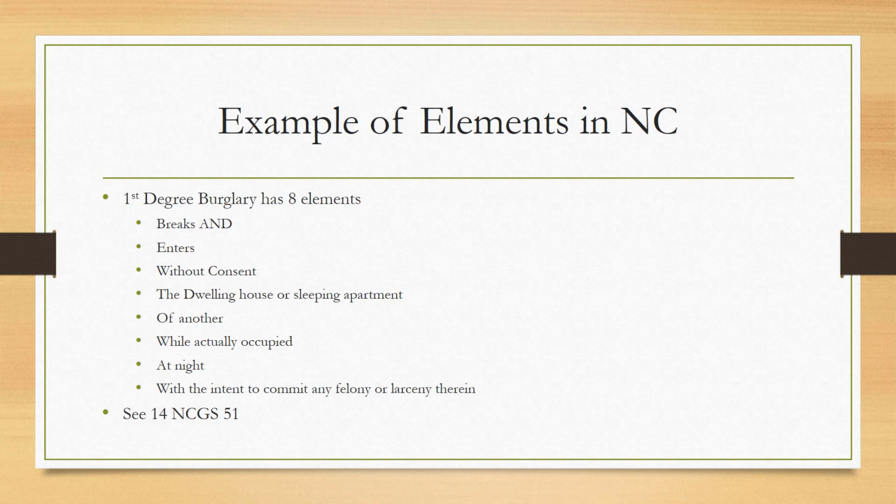Dwelling house or sleeping apartment. So here we're limiting it to certain places. If you go into a store and rob it, it's not first degree burglary. Of another, can't be your own. Okay, another requirement. Occupied, at night. These are two preconditions that if they don't exist, it's not going to be first degree burglary. It might still be a crime, could be breaking and entering, could be a second degree burglary charge, could be some other thing. The last one is with intent to commit any felony or larceny therein.